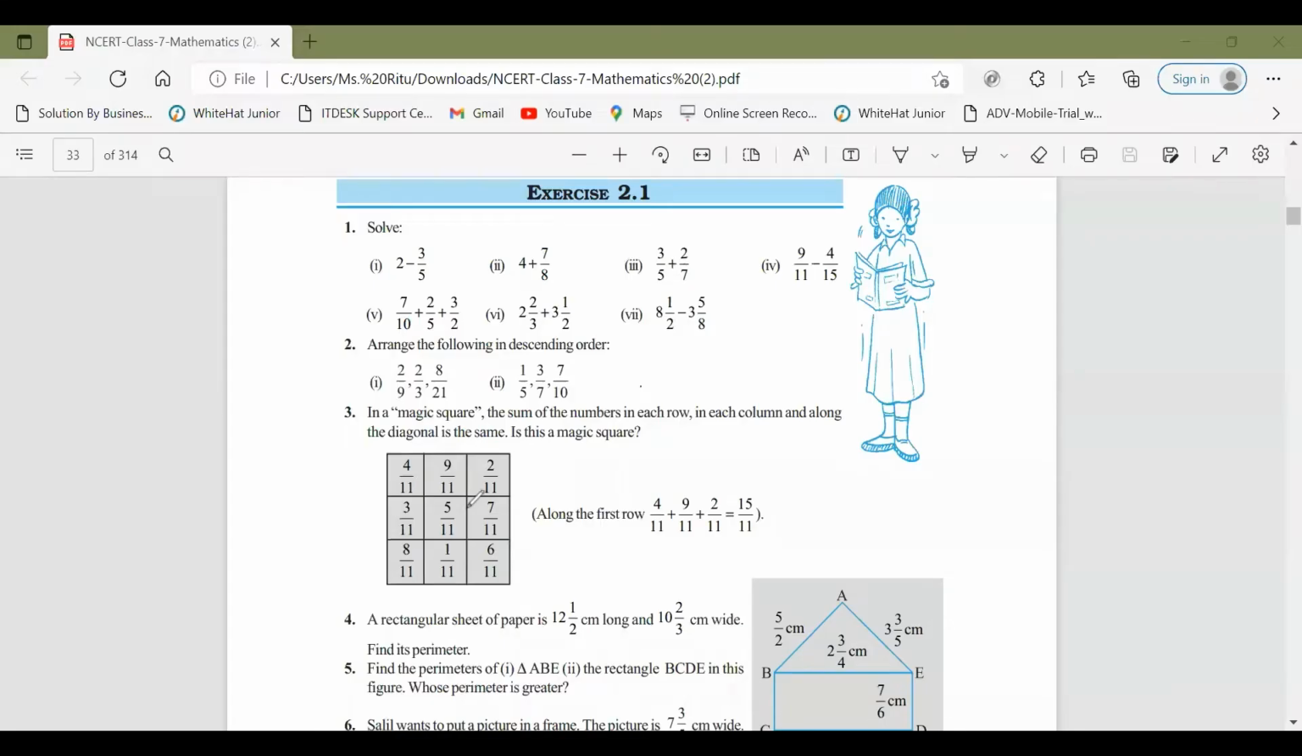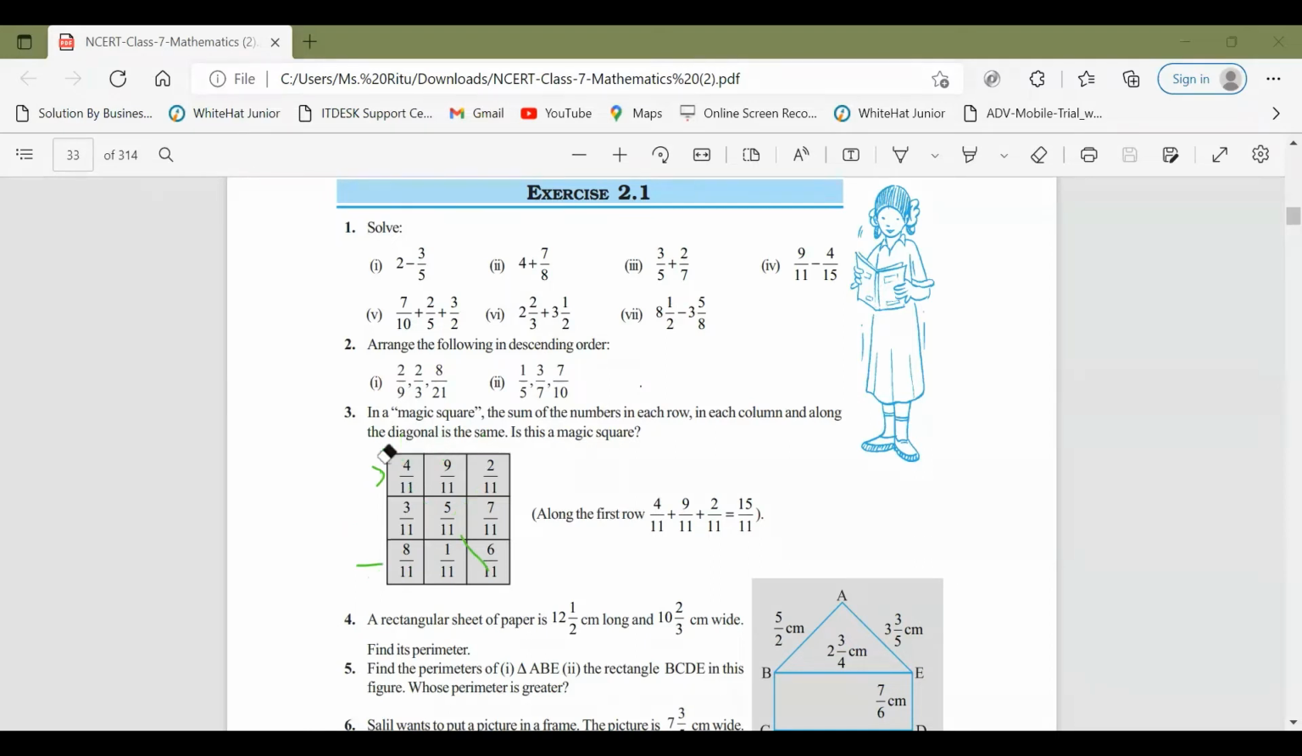All right, next question. In a magic square, they are giving a square over here and you have to check whether it is a magic square or not. So what condition are they giving for a magic square? Let's see. The sum of the numbers in each row, rows are like this, these three are rows. And in each column, they are columns. Rows are horizontal, columns are vertical. And along the diagonal, the diagonal is this one as well as this one, two diagonals we are having.